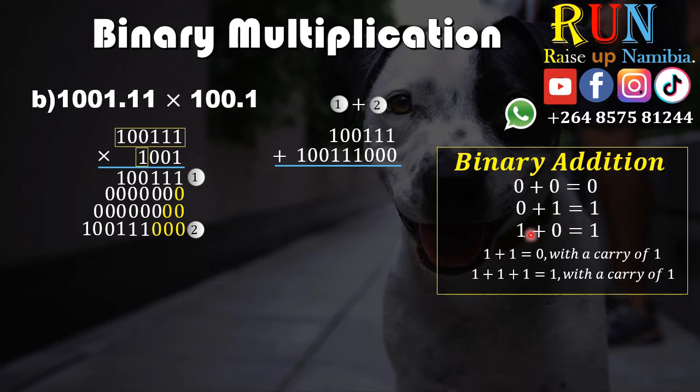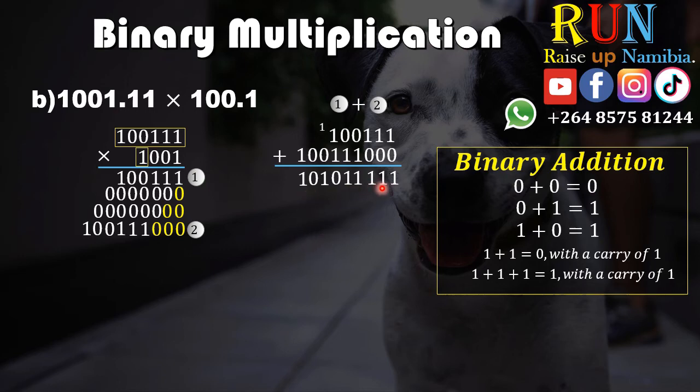Then we use the binary addition rule. So what is 1 plus 0? 1 plus 0 is 1, so we write that 1 down. 1 plus 0 is also 1. 1 plus 0 is 1. 0 plus 1 is 1. 0 plus 1 is 1. 1 plus 1 is 0 with a carry of 1, which is here. 1 plus 1, 0 with a carry of 1. And then this 0 will just come down, and then the 1 will also just come down.